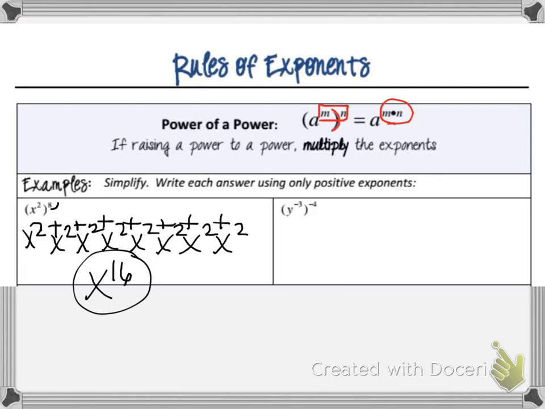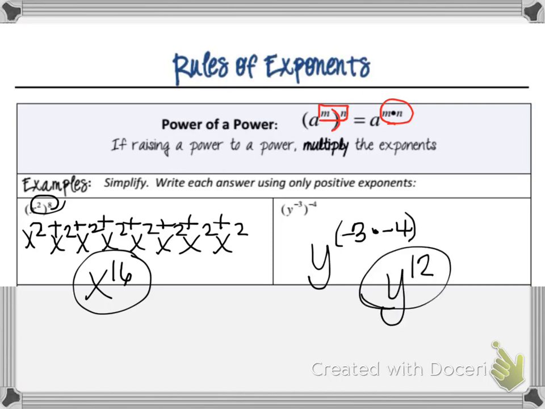So notice that the shortcut there is to just take the 2 times 8 and you get your final answer of 16. Okay, now go ahead and try the y to the negative 3, raised to the negative 4th power. Don't worry about expanding it out, just use the shortcut. So when you do that, you get y to the negative 3 times negative 4, so your final answer here is y to the positive 12th power. Okay, so remember that when you are raising a power to a power, you need to multiply those exponents.